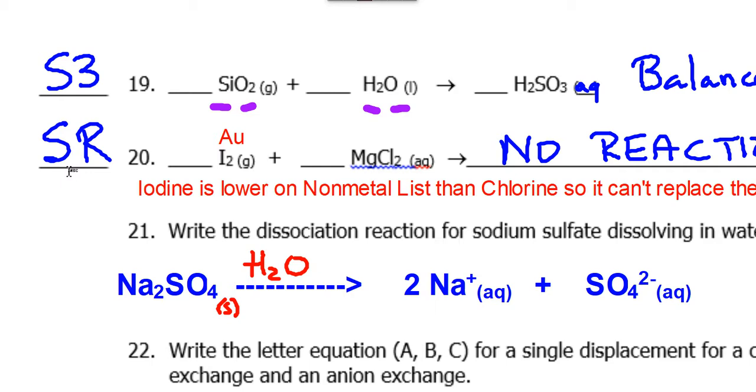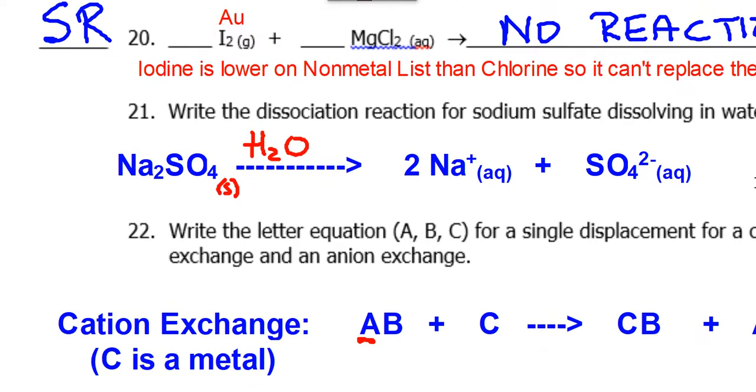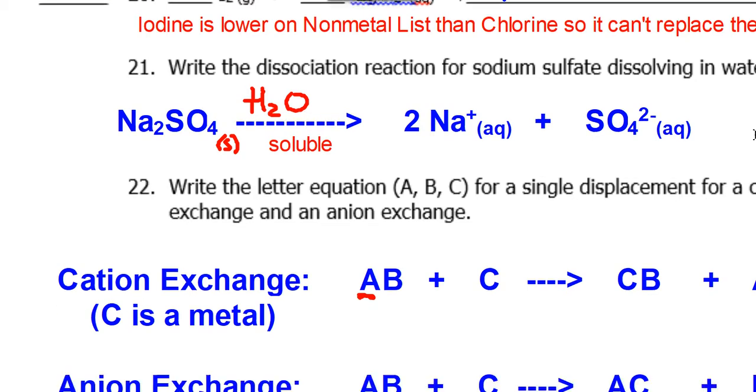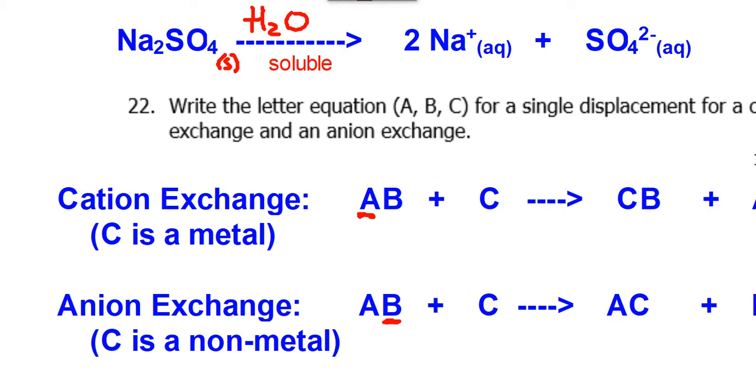Number 21. And number 21, we did this the first couple of days we were working on these, the dissociation reactions. All this means is that when the solid is in water, if that solid is soluble, let's write soluble down, if the solid is soluble in water, then it breaks apart. The solid breaks into its ions. And we did this a bunch on the first day and in the notes.